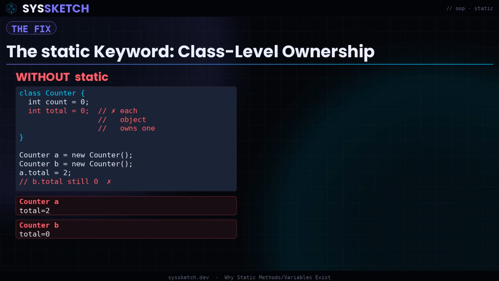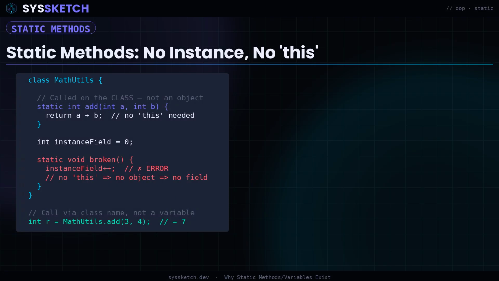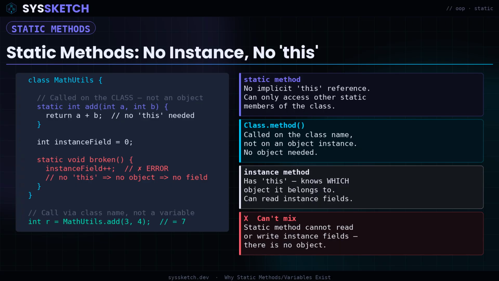Adding the static keyword to a field tells the compiler and runtime that this variable belongs to the class, not to any object instance. Without static, every new counter gets its own copy of total, starting at 0, forever out of sync. With static, there's exactly 1 slot for counter.total, created when the class is first loaded, shared by every instance ever created. You access it through the class name directly, counter.total, not through a variable. This is not a shortcut. It is the correct model. The field does not belong to any object, so you should not access it through one.